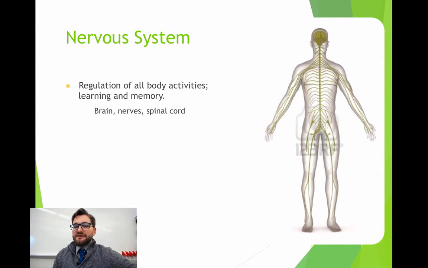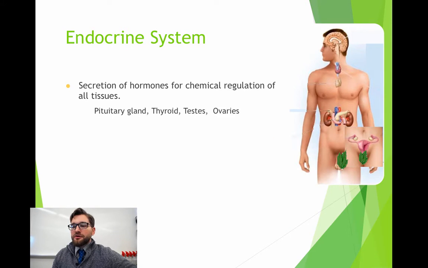Our nervous system is responsible for the regulation of body activities. It also helps us to learn and gives us memory. It includes the brain, the nerves, and the spinal cord. The endocrine system includes the pituitary gland, the thyroid gland, the testes, and ovaries, depending upon the sex of the individual. It is responsible for secreting hormones. These hormones are responsible for chemical regulation.